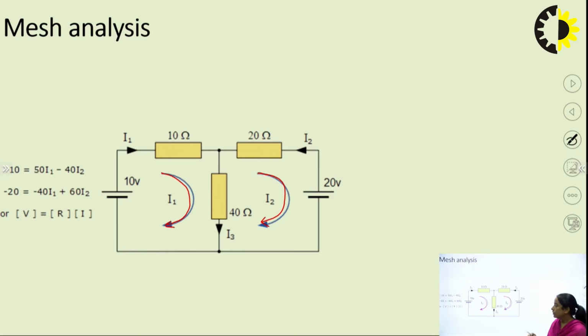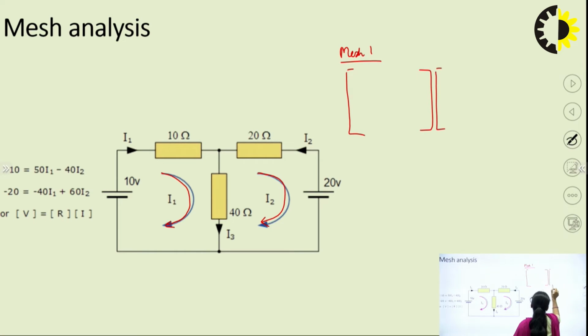So now write the equations in matrix form directly. We can write mesh equations directly in matrix form. How? See here, if we consider mesh 1, what is the current? Now put the values, we will be having I1, I2.